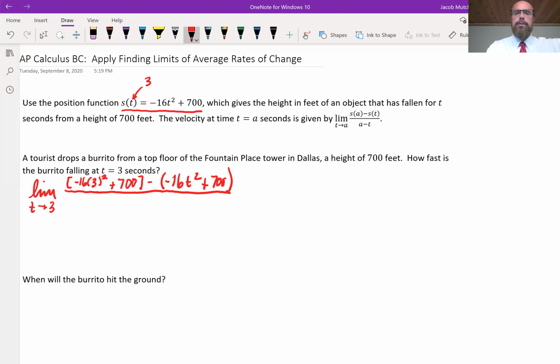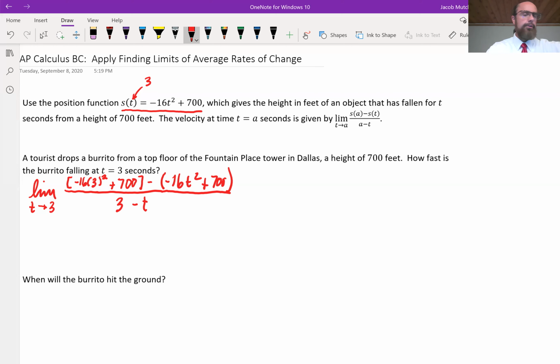And then similarly for the denominator, I want to substitute in that time value specifically for a. So we're going to record down in the denominator 3 minus t. So there's our setup for that average rate of change for this position function. And at this point, what it represents is the velocity of the burrito 3 seconds into its free fall from the top of the Fountain Place Tower in Dallas. Our task at this moment is to simplify the fraction, and then once we've done that, take the limit.